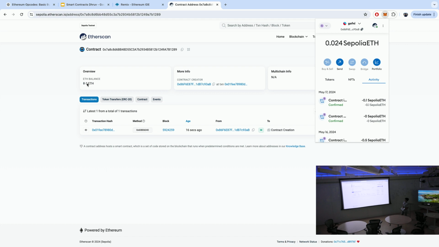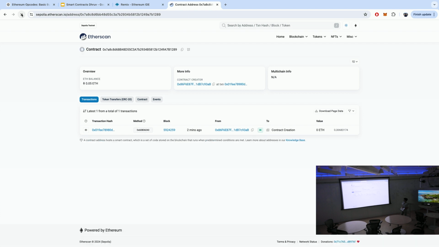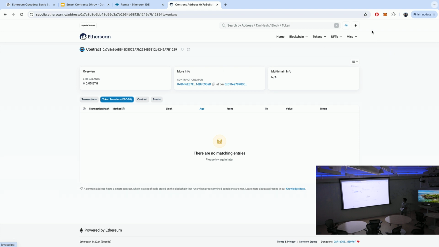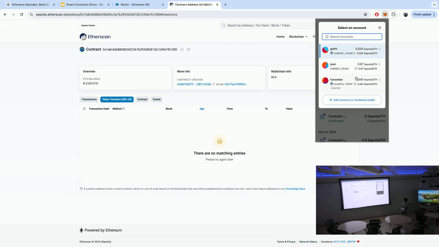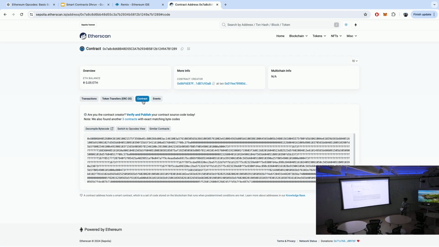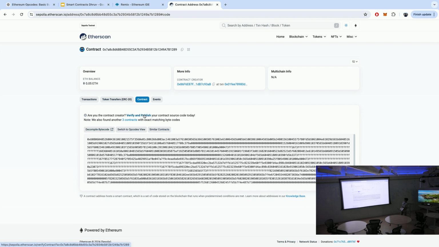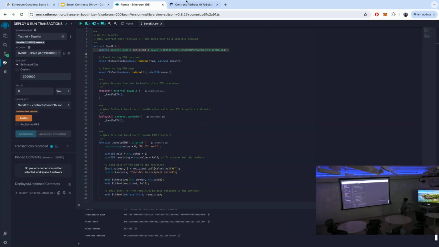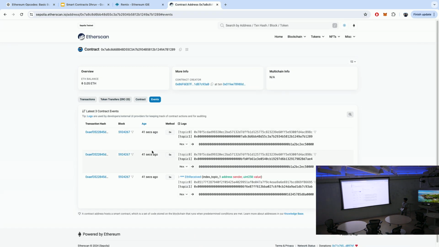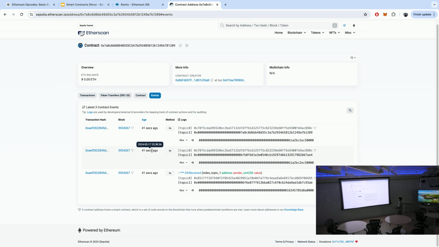So I sent it 0.1. This would originally hold 0.1, but it should be updated to just have 0.05, right? So 0.05, and then if I go to that other account, yeah, it has 0.57. So it just received that other 0.05. Also, with this contract, this was the bytecode, and I could verify and publish the source code from here, so anyone can see it on Etherscan. And these are just the events that get logged when running the functions.